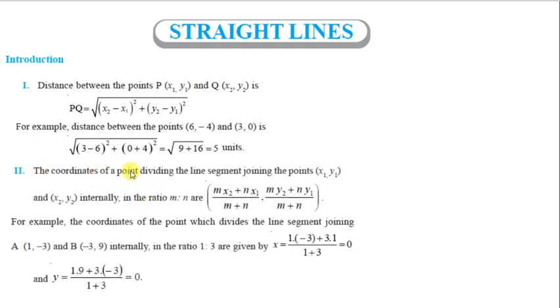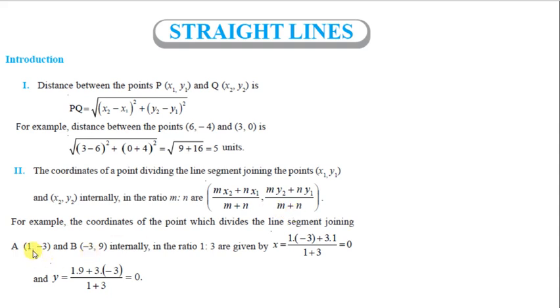Then you have also studied how to find the coordinates of a point which divides the given line segment joining the 2 points internally in the ratio m:n. The formula for this is (m x2 plus n x1) upon (m plus n), and y coordinate will be given by (m y2 plus n y1) upon (m plus n).